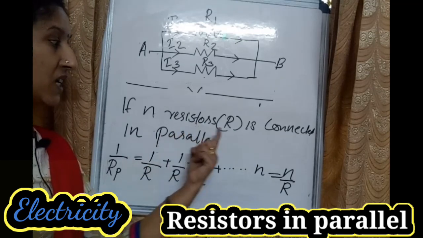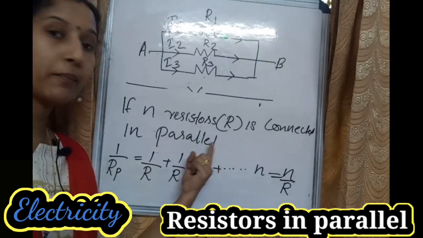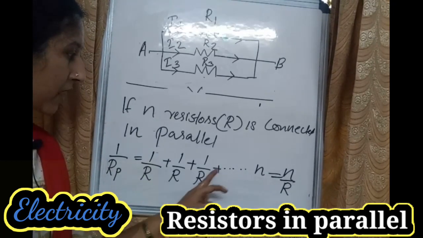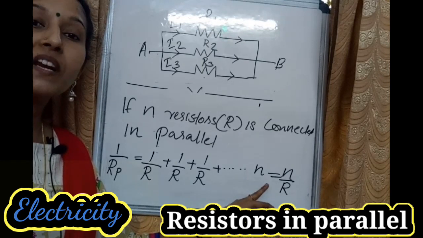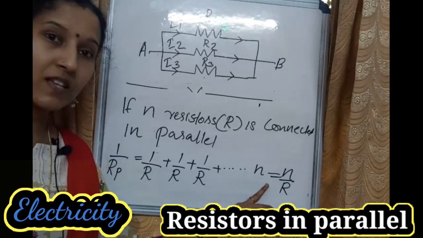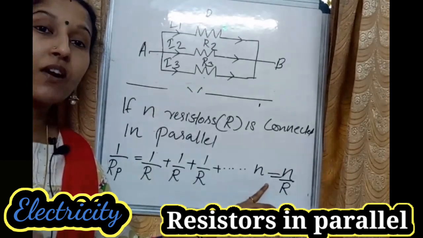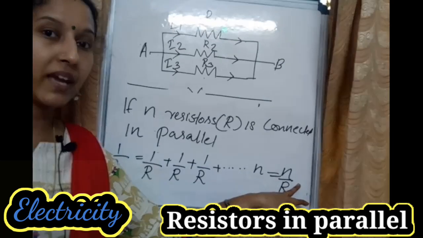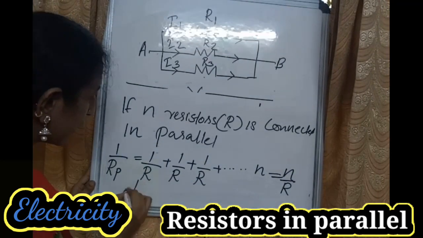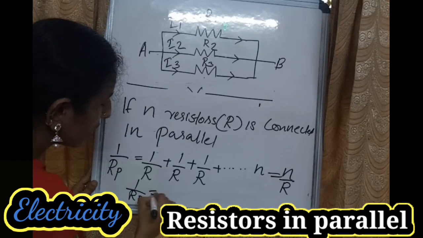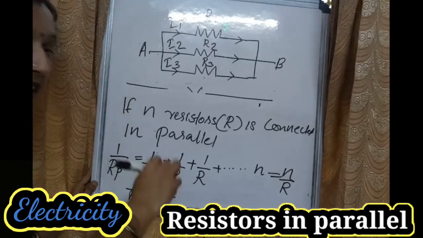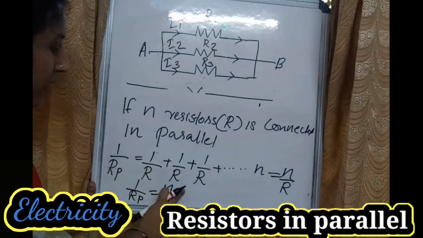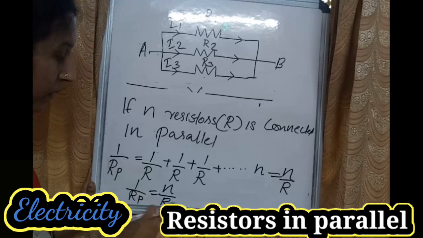If n resistors of value R are connected in parallel, then 1 by Rp equal to 1 by R plus 1 by R plus 1 by R, up to n terms. So here how many resistors are connected? n resistors. So if n resistors of value R are connected in parallel, then 1 by Rp equal to n by R.